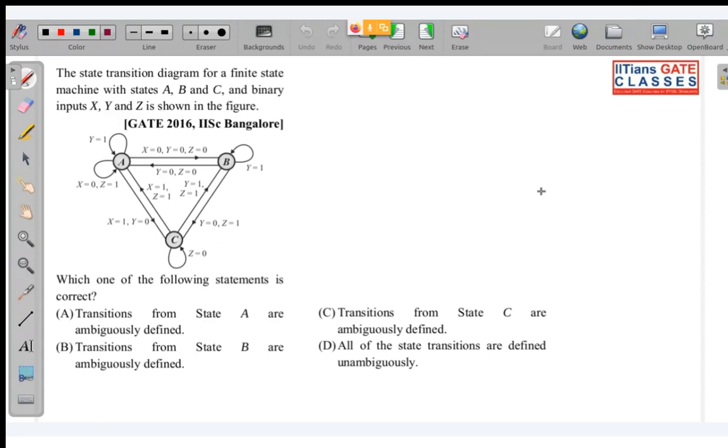How many of you are from EC? So Shruti, she is from EC. All of you guys are from computer science.